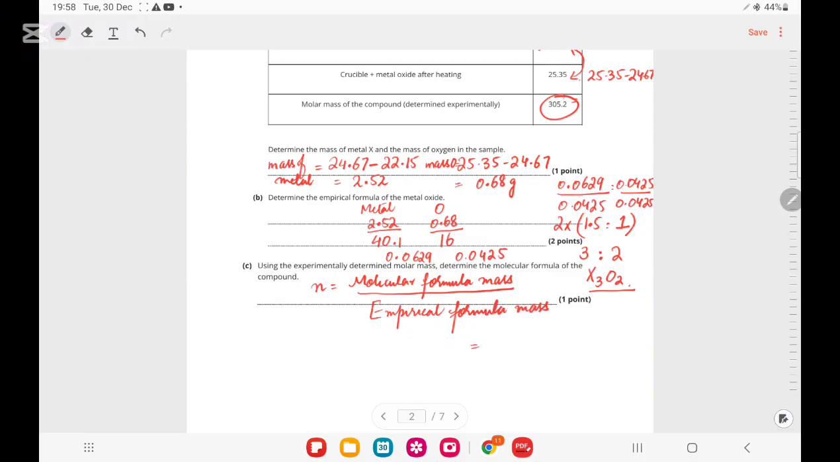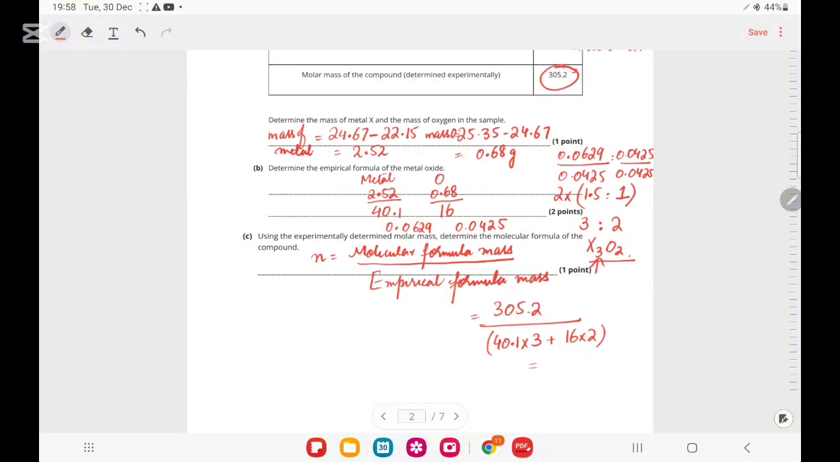Molecular formula mass here is going to be 305.2, and empirical formula mass is going to be calcium 40.1 times 3, because there are 3 atoms, plus 16 times 2, and the answer comes out to be 152.3. Dividing 305.2 by 152.3, that comes out to be 2.